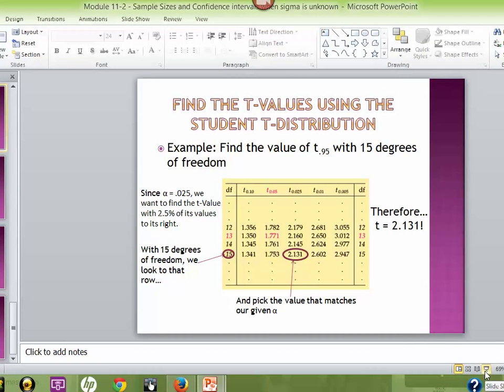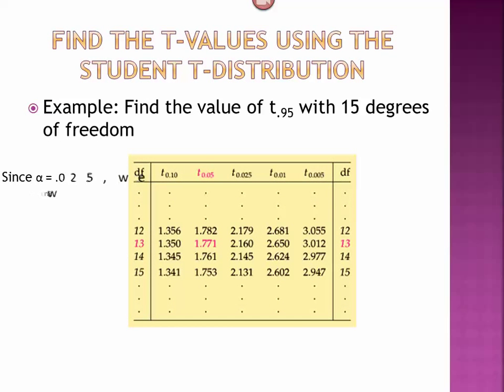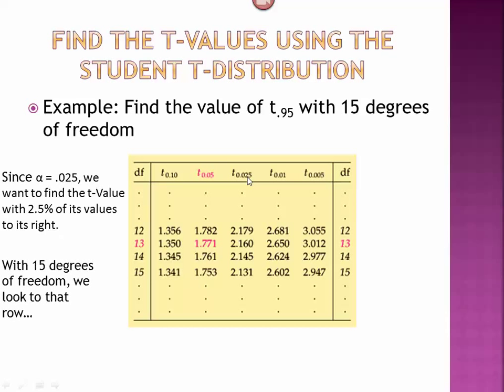All right, and you can see on my slide show here, we're going to find the value for a 95% level of confidence with 15 degrees of freedom. What would be the t-value that would go with that? So in this particular table, this is the row that we would use for 15 degrees of freedom, and for a 95% level of confidence, that would be this value right here.